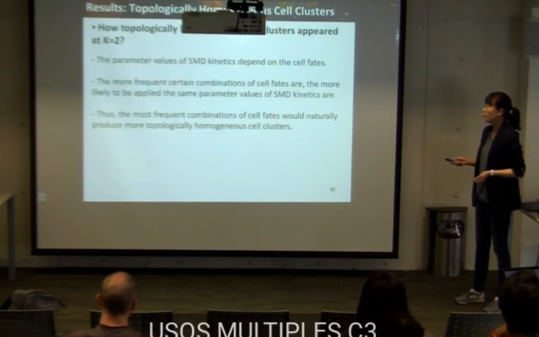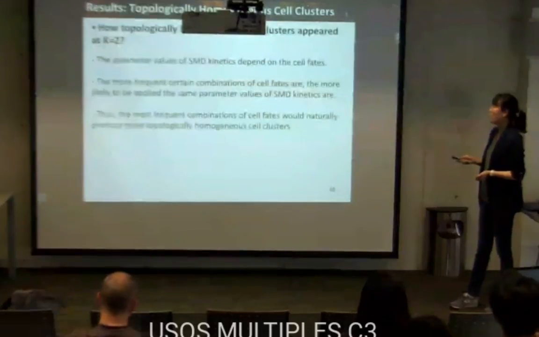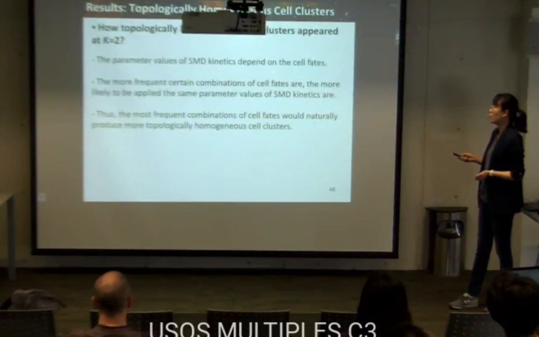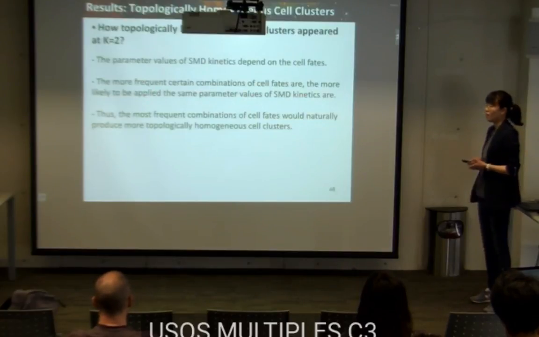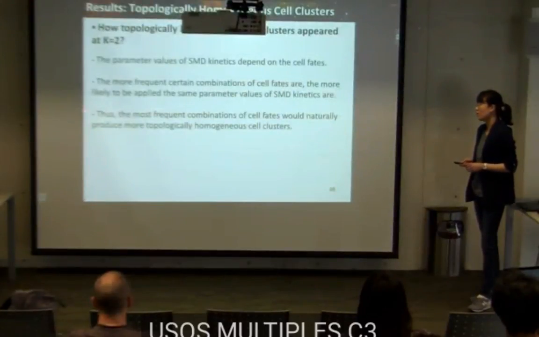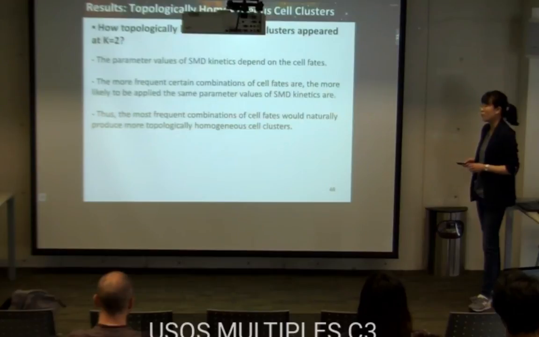Because the parameter values of spring mass damper kinetics depend on the cell fates, the more frequent certain combinations of cell fates are, the more likely the same parameter values of spring mass damper kinetics are to be applied. So the most frequent combinations of cell fates would naturally produce more topologically homogeneous cell clusters.